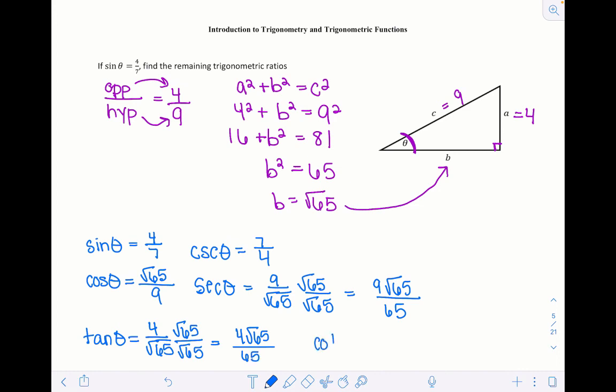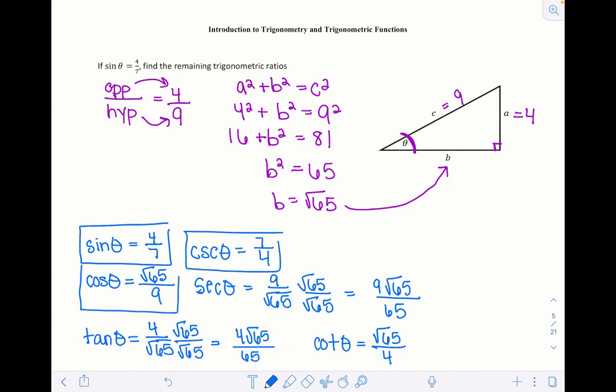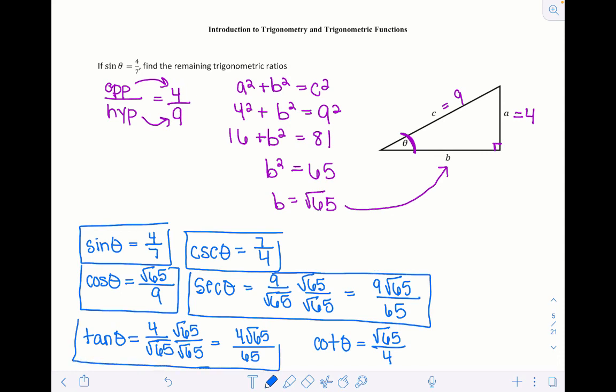And then finally our cotangent. So if tangent was originally 4 over square root of 65, I'll just write that as square root of 65 over 4, flipping that around. And this is our 6 trig functions, trig expressions for this triangle.